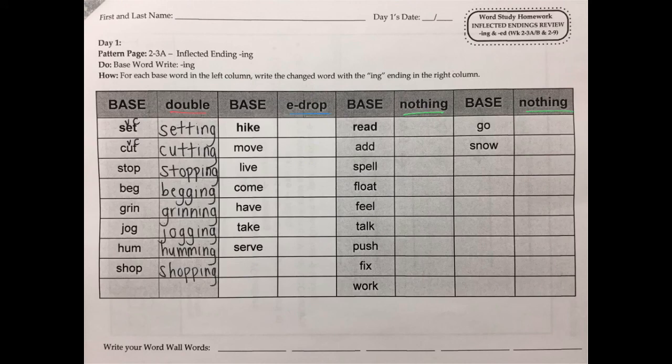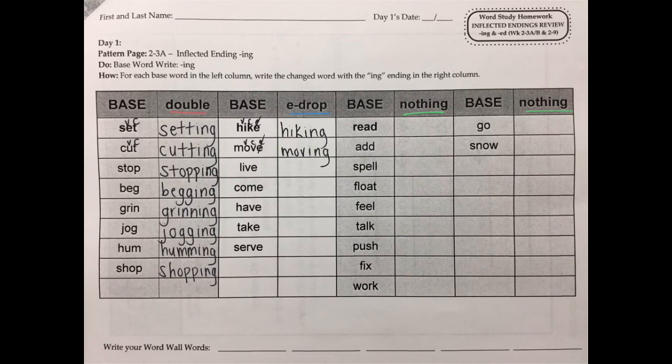Take a minute to check your work. Make sure you have everything spelled right. We are going to move on to our E drop category as soon as you're ready. Here we go. When we have a vowel-consonant-E pattern, like in hike, we need to drop the E before we add our ending -ing. So hike becomes hiking. Move, another vowel-consonant-E, drop the E. Move becomes moving.